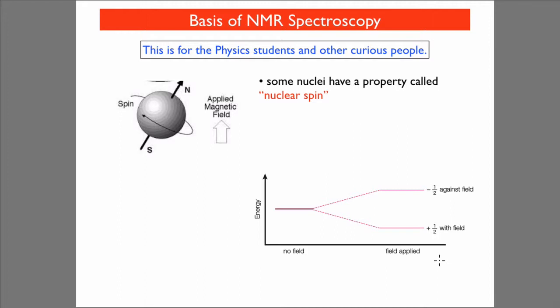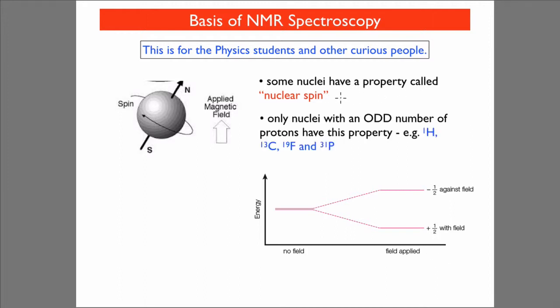This is for the fans of physics out there and just people who are generally curious. Some nuclei have a property called nuclear spin. Only nuclei with an odd number of protons have this property. And for example, hydrogen does, carbon 13 does, fluorine 19, and phosphorus 31.